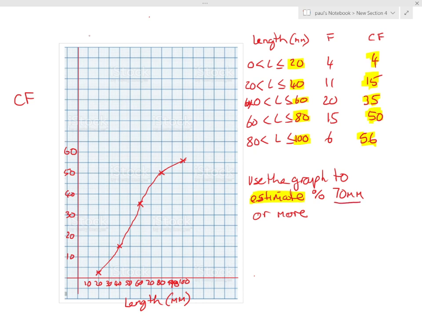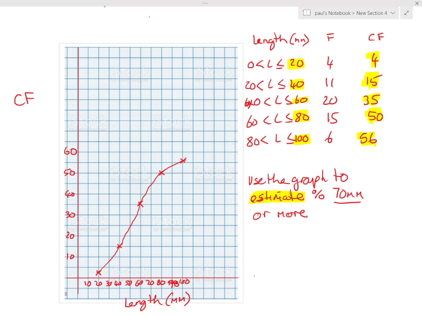Notice how they've given us 70, which is in the middle of the 60 and the 80. So we don't know exactly. This is why we have to estimate, and this is why we can't just say 35 and all the ones below it over the total to give us a percentage. We need to use the graph. So we need to go for 70 mils.